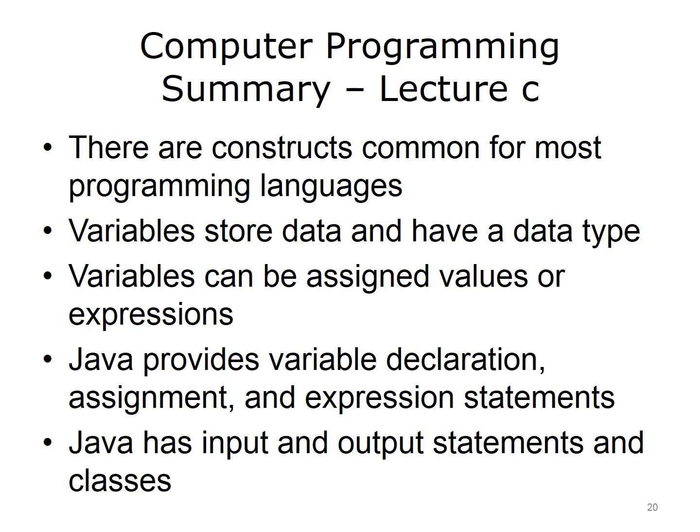This concludes Lecture C of Computer Programming. To summarize, there are constructs common for most programming languages. They provide ways to store values in variables. Because there are different types of values or data, there are different data types, such as integer, character, and boolean, among others. The variables can be assigned values or expressions containing variables and values. Java requires that variables be declared with their data type before they are used. Values can be assigned to variables using the equals sign.